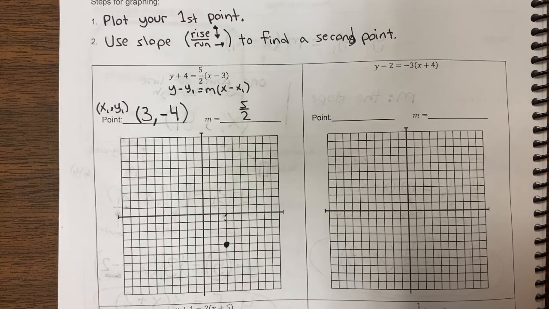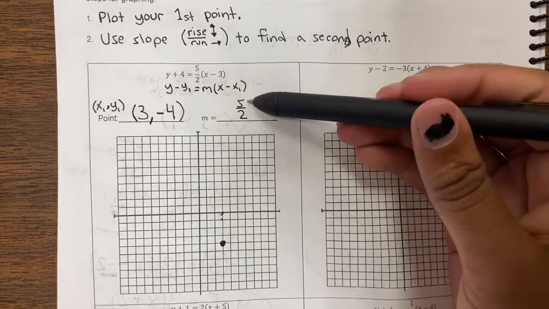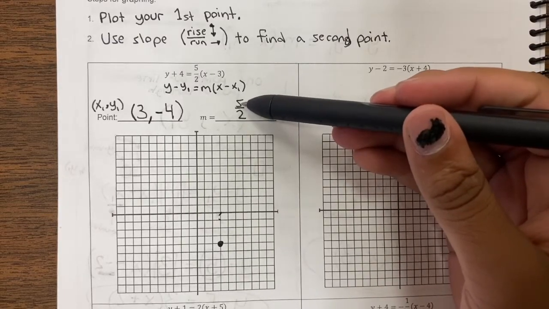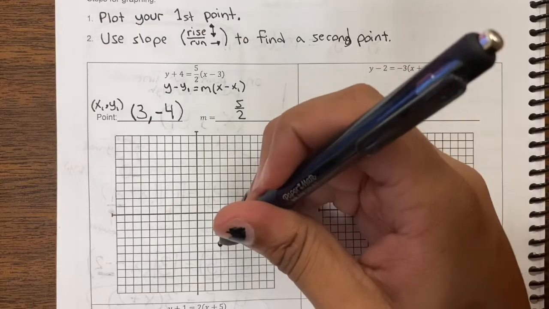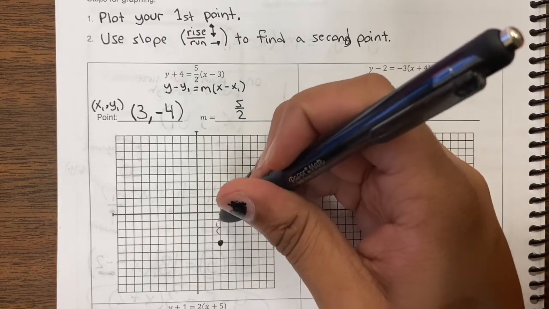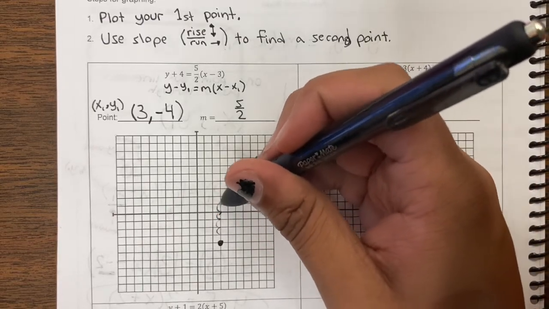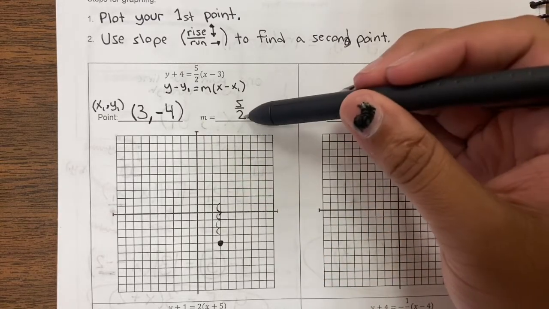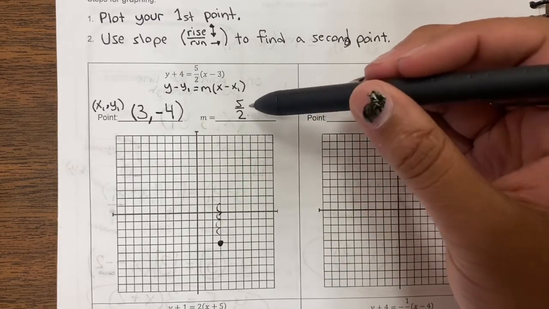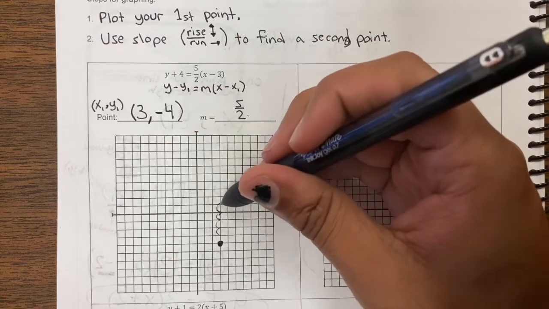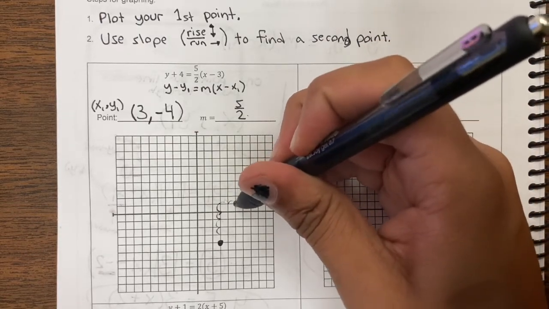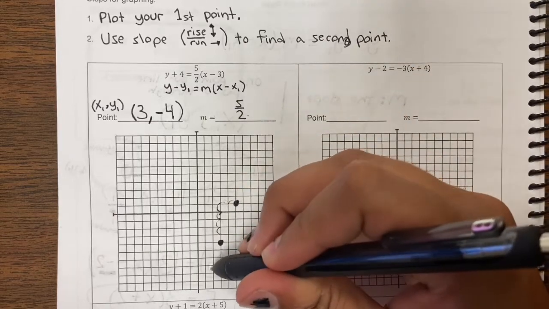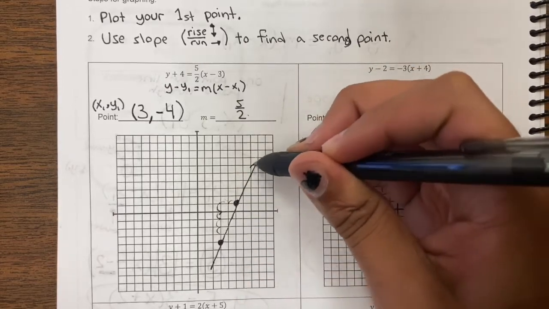Next, I'm going to use my slope to find the second point. So remember, rise over run. So since this is positive 5, that means I'm going up 5 times. So 1, 2, 3, 4, 5. And then my run is how many times I'm going to the right. So I'm going to go right 2 times. 1, 2. And I found my second point, so now I can draw my line.